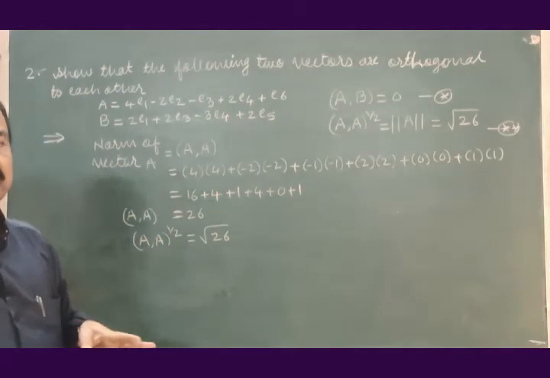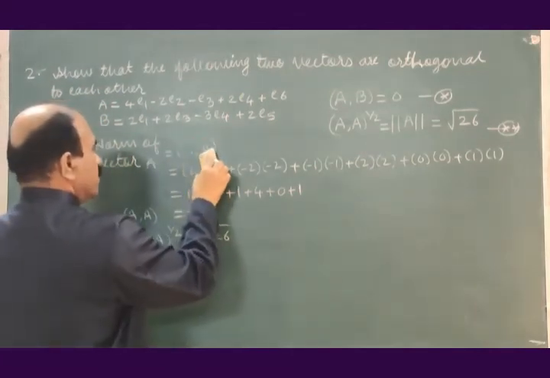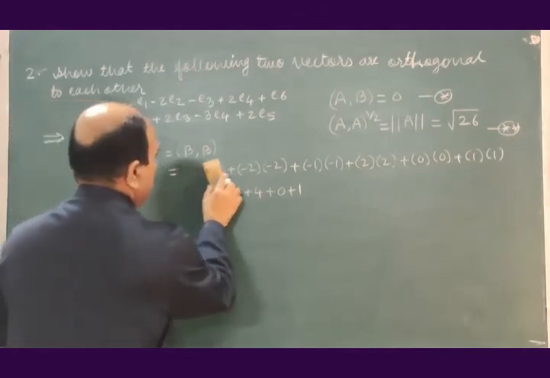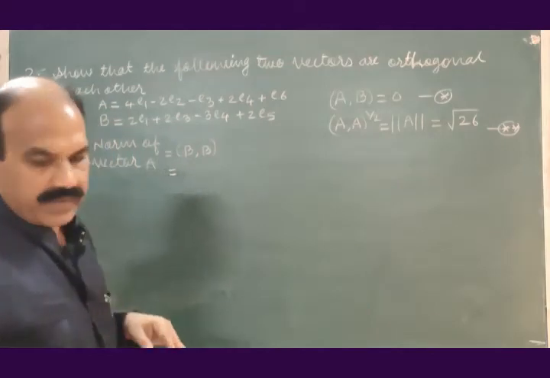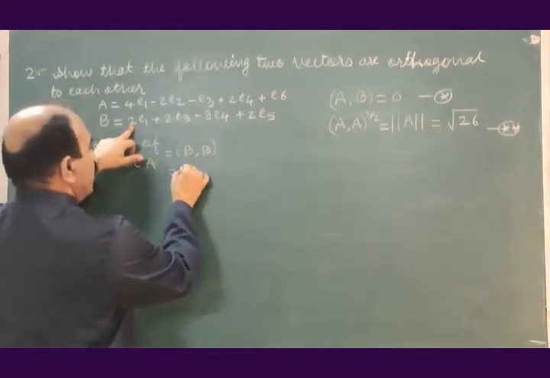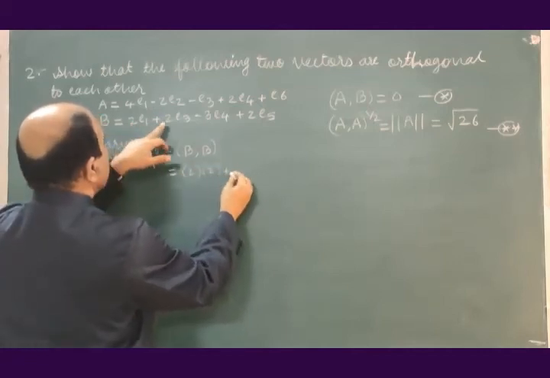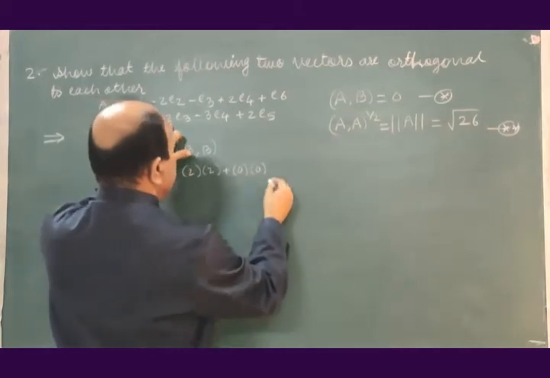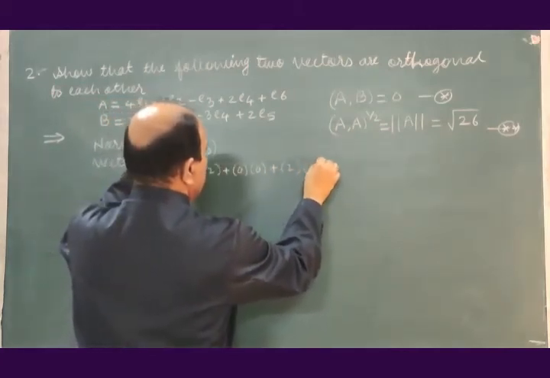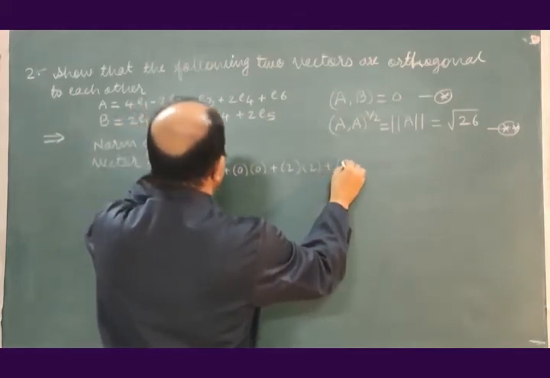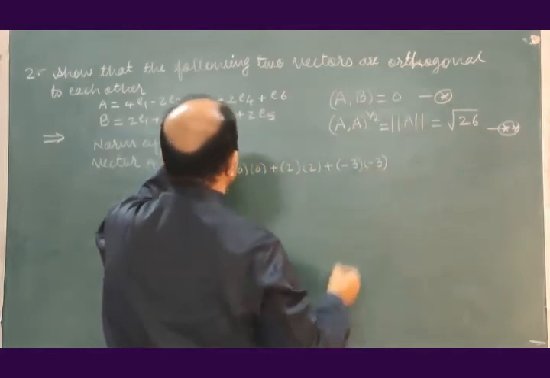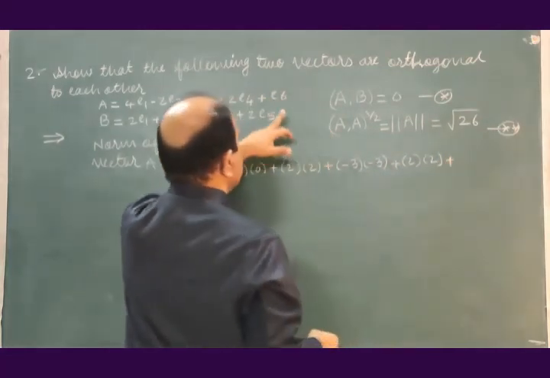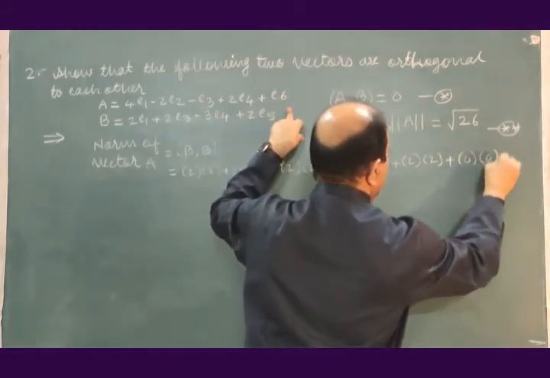After finding the norm of A, let us find the norm of B. So put B here, and the components of B. 2 into 2 for E1, E2 is not there, so 0 into 0 for E2, then for E3 plus 2 into 2, E4 is there plus minus 3 into minus 3, E5 is there plus 2 into 2, A6 is not there, 0 into 0.